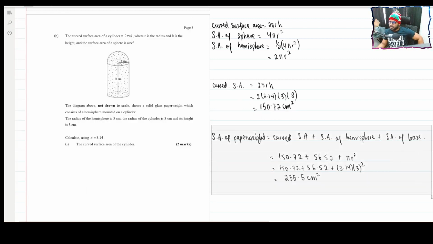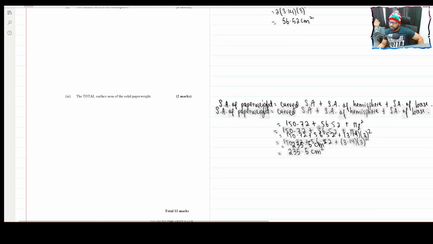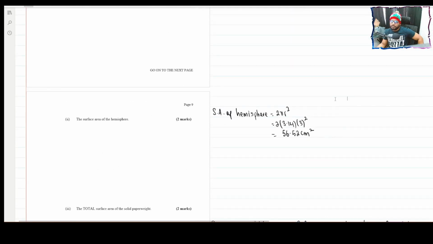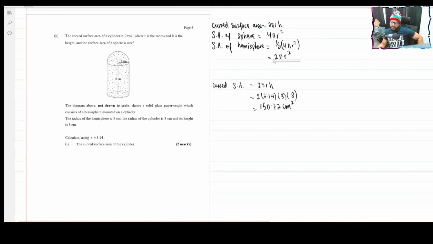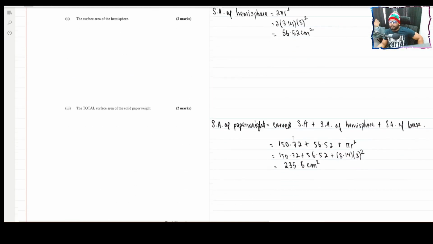All right, this piece here is the last piece, so I will bring this down. Cool. Part 2, the surface area of the hemisphere. The formula I would have calculated at the beginning comes into play now. Surface area of the hemisphere is 2 pi r squared, which is 2 pi into 3 squared, which is 56.52 centimeters squared. Again, use pi as 3.14.